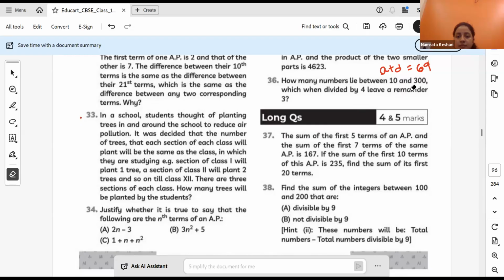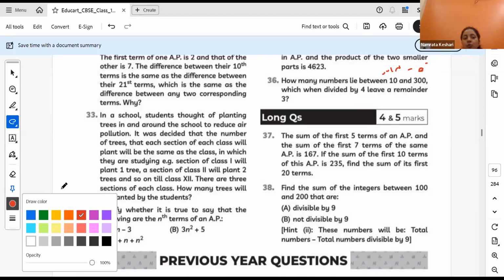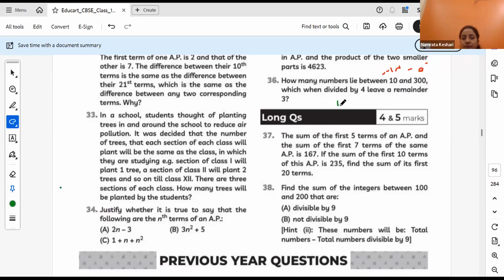Ma'am, I don't think we did this. Okay. How many numbers lie between this and that, which when divided by 4 leave a remainder 3? Leave a remainder 3, that means what? So completely divisible we understand, but leaving a remainder 3 means what? So the first number after 10 which is completely divisible by 4 is 12, right?